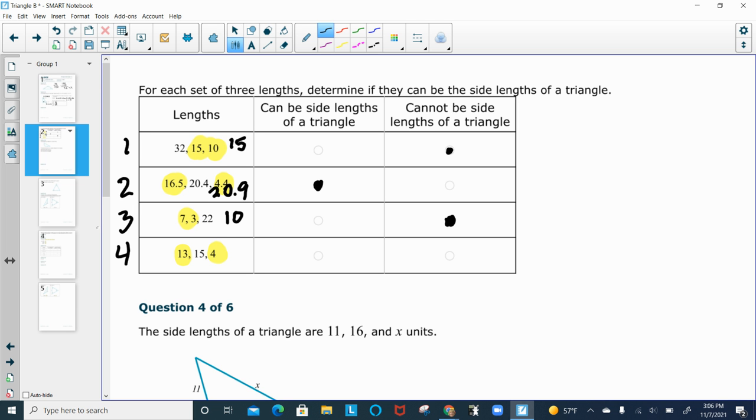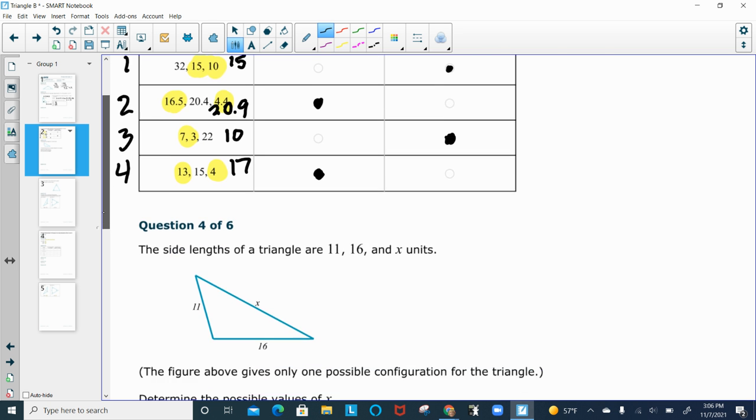And then we have 13 plus 4 is 17. Is 17 bigger than 13? Yes, it is. And that's how you do question 3.